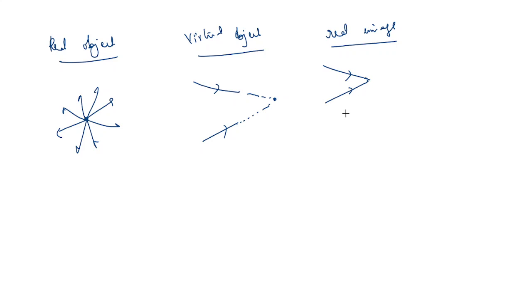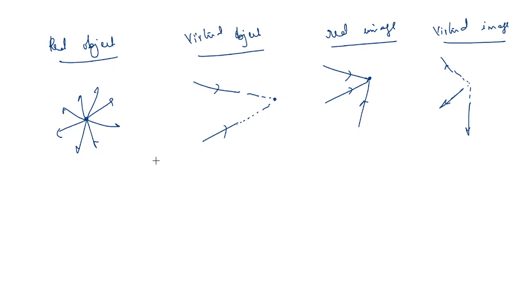They converge here. So this point is called a real image. And then virtual image means that the light rays appear to emanate, or appear to diverge. This is called a virtual image. So be careful with these diagrams.